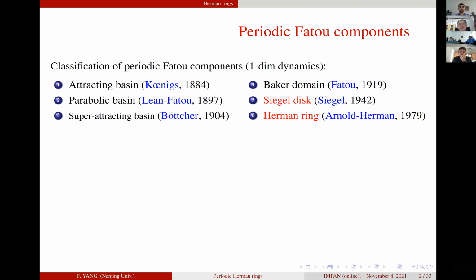In one-dimensional dynamics, as we know, the periodic Fatou components can be classified as the following 6 types. There are attracting basins, parabolic basins, super attracting basins, the Baker domains, the Siegel disks, and the Herman rings.